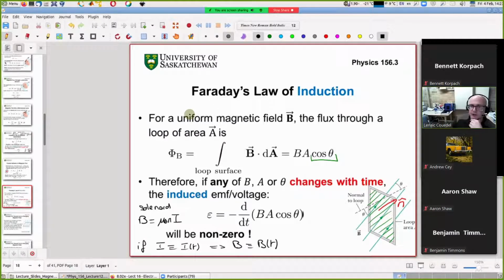So before we jump into examples on how to use that, can you think of a very, very important application that derives directly from Faraday's law of induction? AC generators? AC generator, yes. That's a very, very good application. Other things?